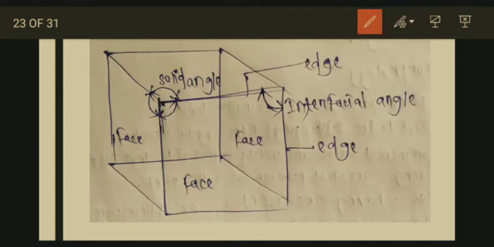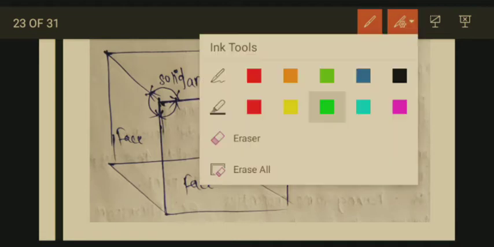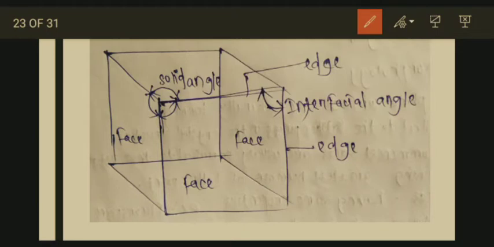Clear? Then solid angle. The solid angle is the angle formed by the meeting point of three consecutive faces. Like an edge, which I said is the intersection of two consecutive faces, a solid angle is a point where three or more faces meet together. That is called the solid angle. Here the solid angle is this. This is the solid angle. This is the solid angle. This is the solid angle. This is the solid angle. There are 8 solid angles present.